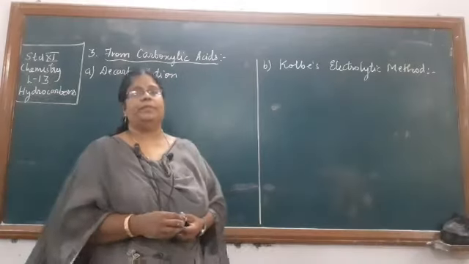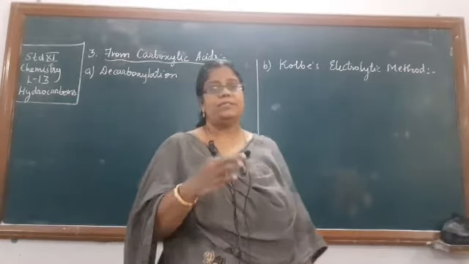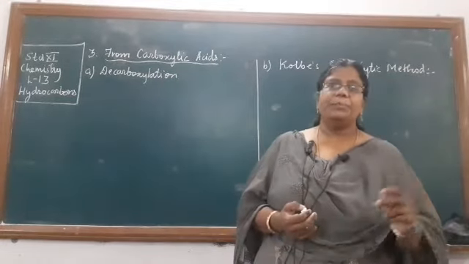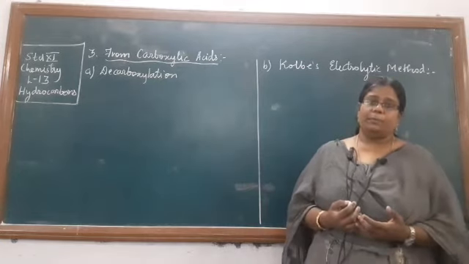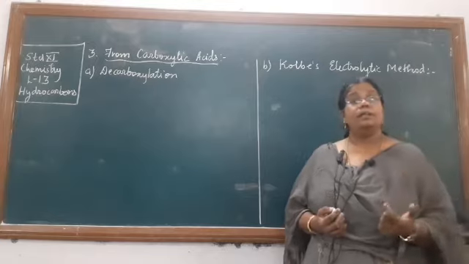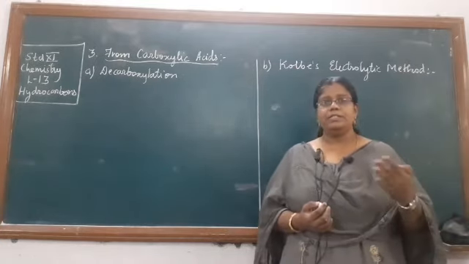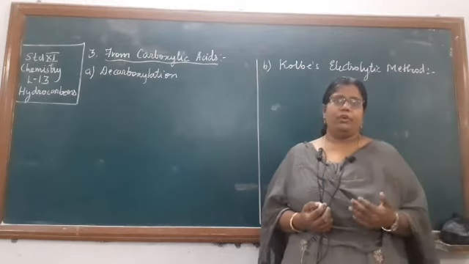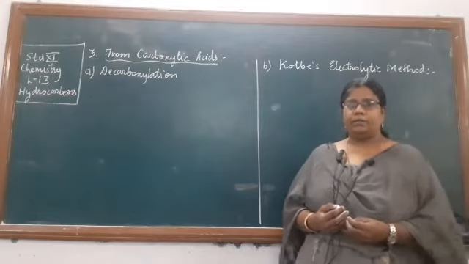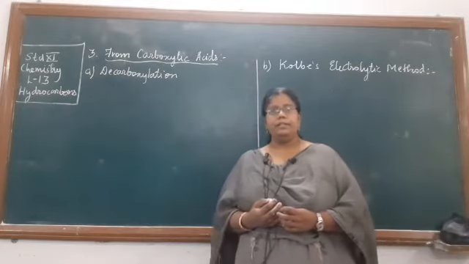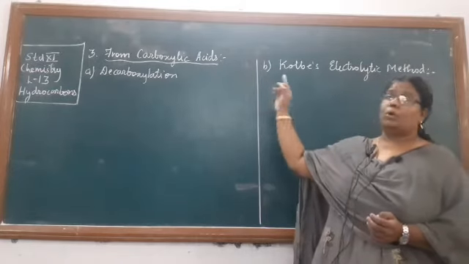Good morning, children. Last time we were discussing how to prepare alkanes by various methods. Two of the methods we have learned: from unsaturated hydrocarbons we can obtain alkane, and the other is from alkyl halide. Alkyl halide also, we had discussed three or four methods of obtaining alkane. Now today we will see the third method for obtaining alkane from carboxylic acid.